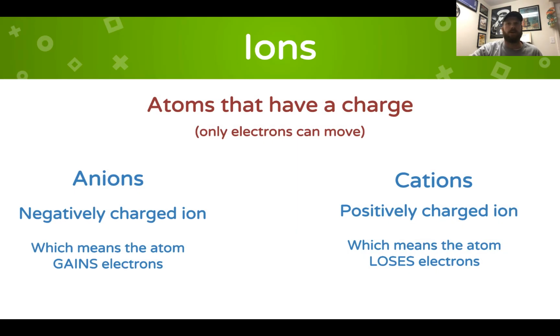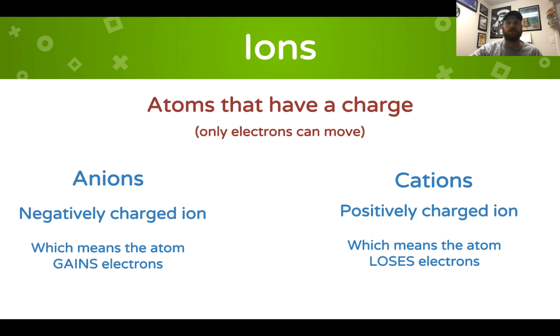So the final trend we are going to talk about involves an atom losing or gaining electrons. When a neutral atom gains or loses electrons, the atom becomes charged. A charged atom is known as an ion. There are 2 types of ions. Nonmetals will gain electrons. Remember, electrons are negatively charged. So when an atom gains electrons, it gains negative charge. Ions with a negative charge are called anions.